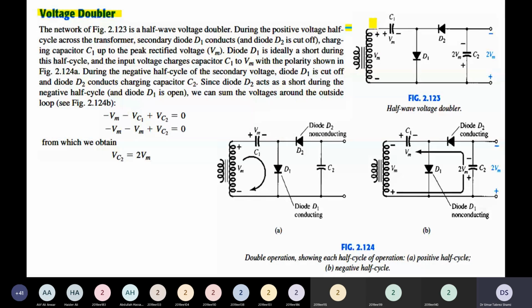So first let us look at the circuit. The first component that we see is a transformer. The transformer is transforming AC signals. Either it can step up or it can step down. Then we see capacitor C1, then diode D1, and then diode D2 and capacitor C2.